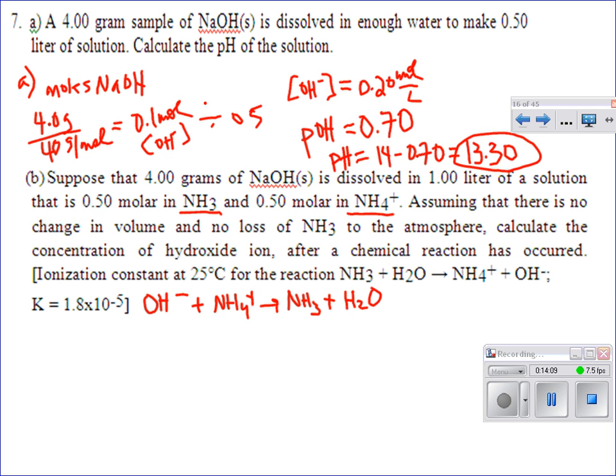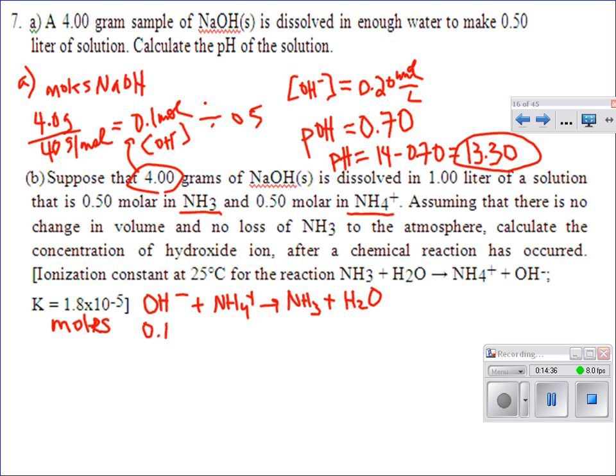H2O. Now we need moles for our Stoich table, and here's where the fun begins. We're putting 4 grams into 1 liter, so I need to figure out how many moles I'm putting in that 1 liter. How many moles is 4 grams? There we go. 4 grams is 0.1 mole. So I'm putting that into a whole liter, okay?